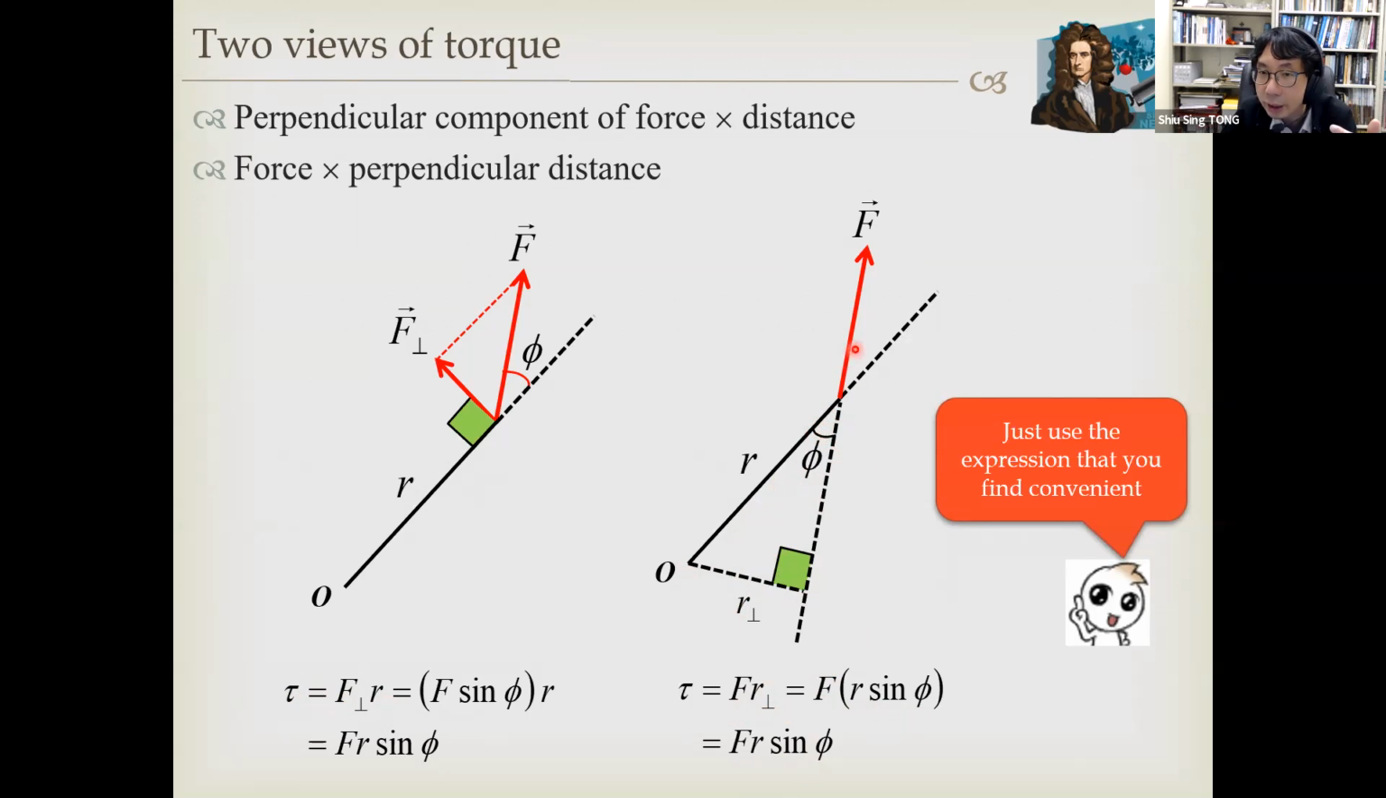Now this angle is the same as this angle. They are the opposite angles, right? So it just gives me back F R sine phi, which is the same as this. So it just depends on what you like. You can choose either expression you find more convenient. And in your high school, you may prefer this point of view: you multiply the force by the perpendicular distance from the axis. Okay.